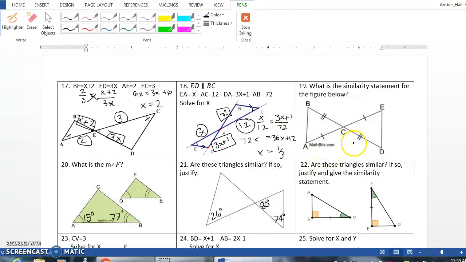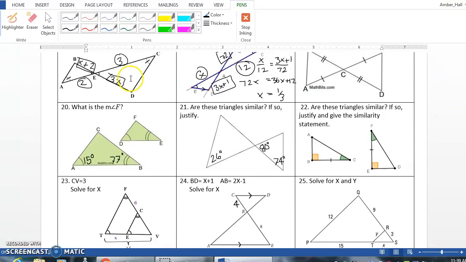Continued. What is the similarity statement for the figure below? Similarity statement just means triangle 1 is similar to triangle 2. So we need to name our first triangle, triangle ABC, and it's going to be similar to triangle. A corresponds with E, B corresponds with D, and C corresponds with itself.